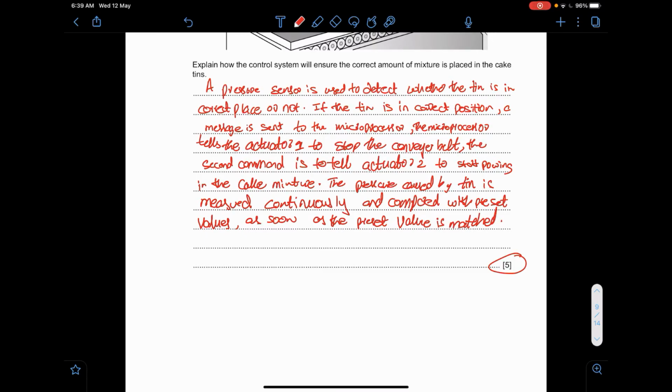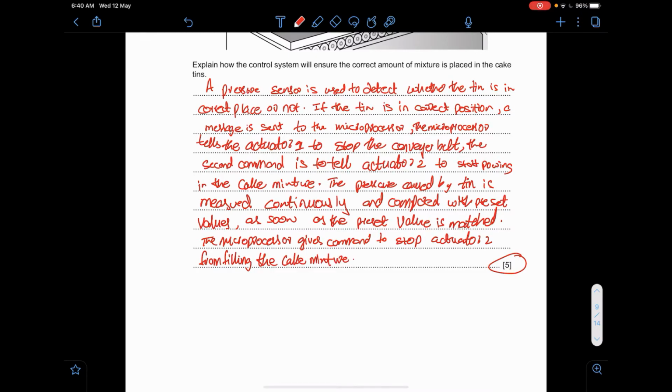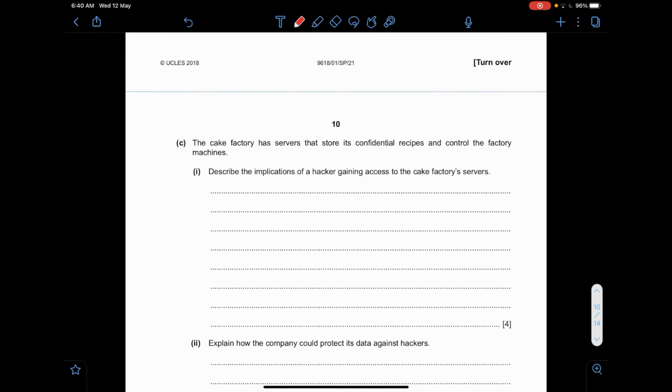So what does it do? The microprocessor gives the command to stop actuator 2 from filling the cake mixture. Right. And then you can write another statement that the other actuator is given a command to move the conveyor belt, and then this continues on until you are done with the work for the day.